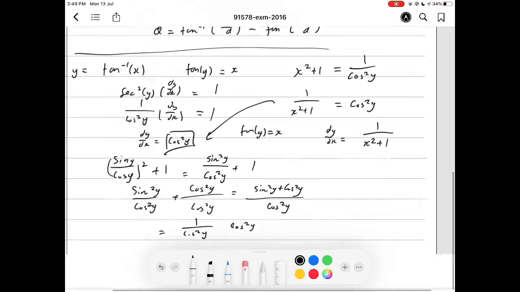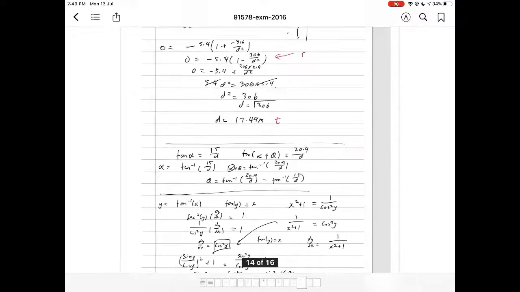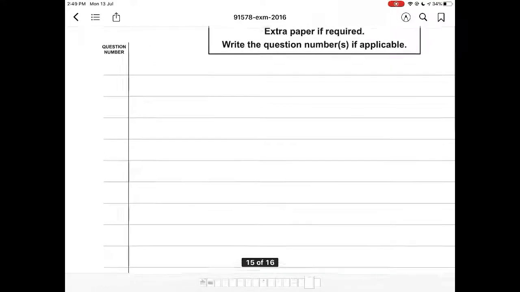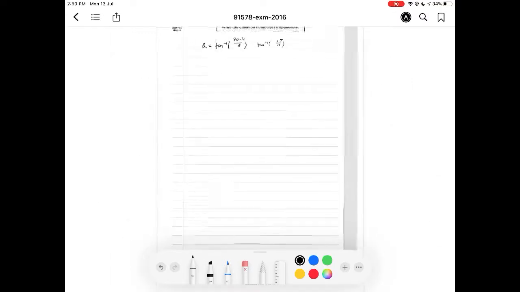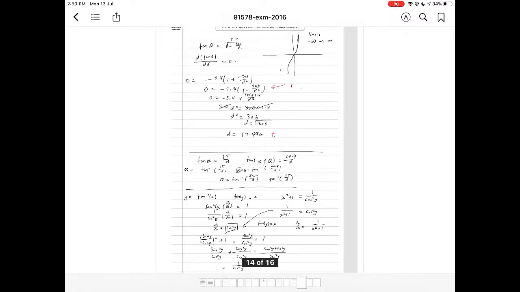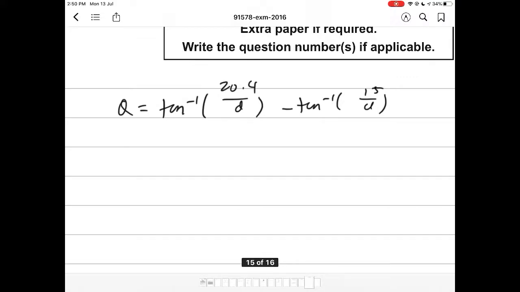And that becomes very, very useful for us in this question, because we can immediately find the derivatives of this function straight away. So if we go to the next page here, because I'm running out of space, we knew that theta was equal to tan inverse of 20.4 over d minus tan inverse of 15 over d, I believe. Double check. Yes, okay. So right now for this question, we'll be using the exact same thing, just using the chain rule again.